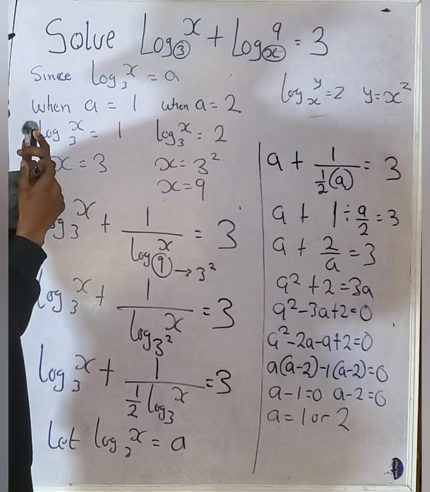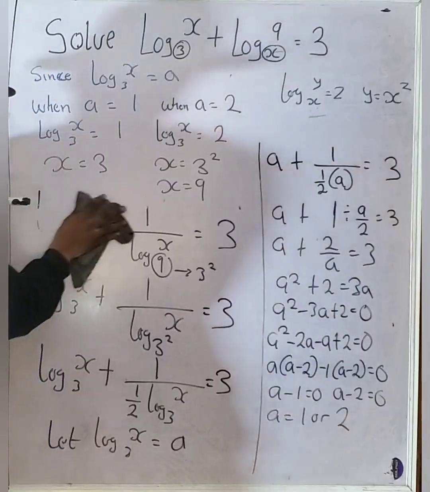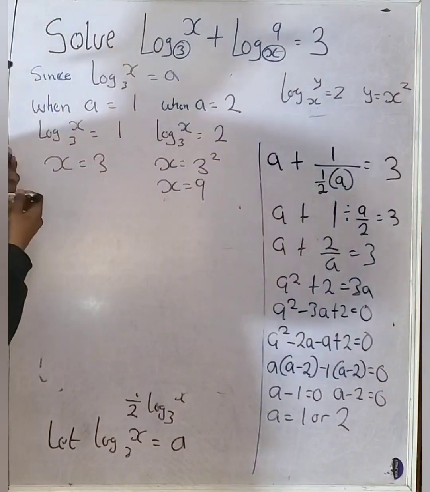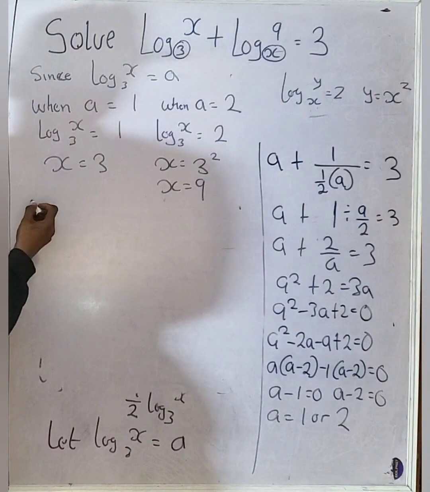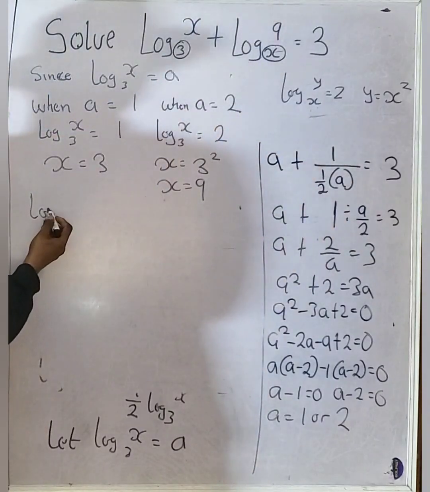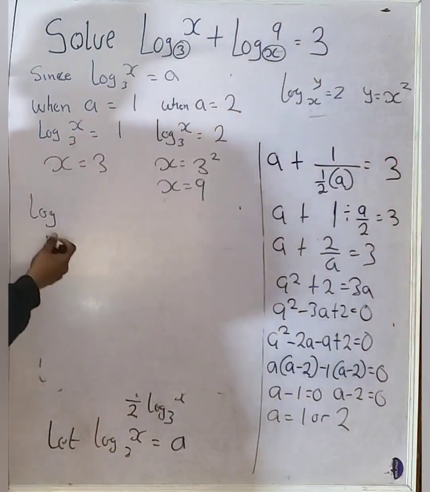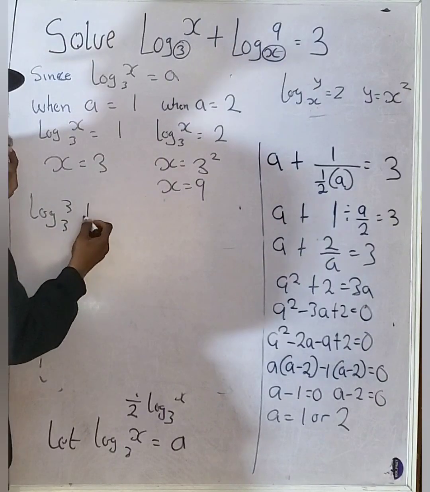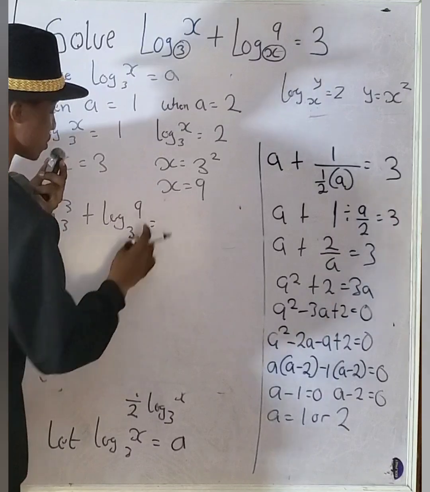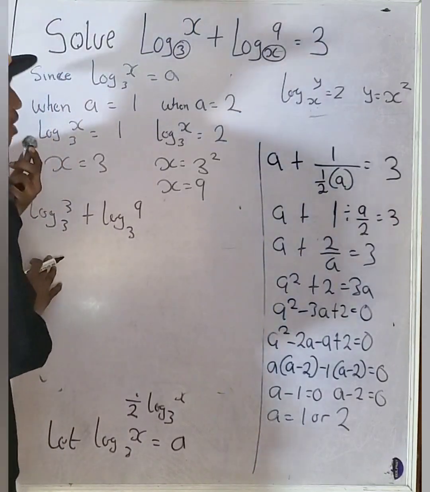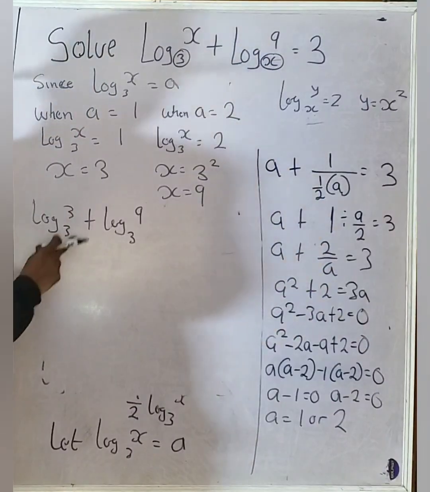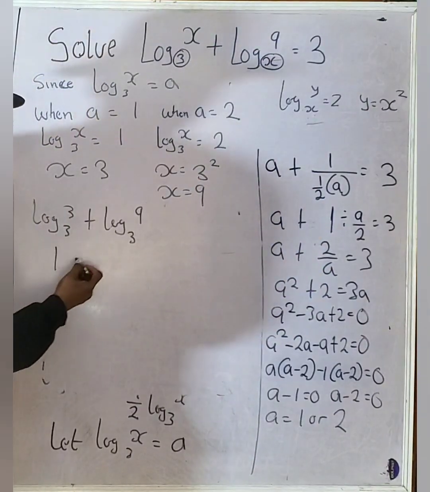Let us first check for x equals 3. Now, for x equals 3, substitute the value of x as 3 into this logarithmic equation and check that we are going to have 3 as the answer. Log 3 base 3, right, plus log 9 base 3 equals, let us check. If we solve this and we didn't have 3 as the answer, that means our root is incorrect. Okay, log 3 base 3 is 1, right? So I'm going to have 1 plus.